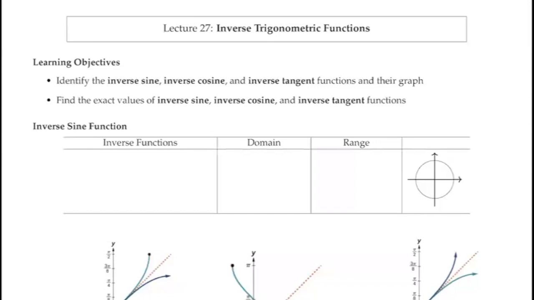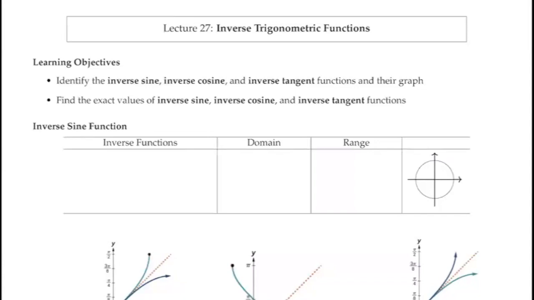Hello everyone, welcome to lecture 27, Inverse of Trigonometry Functions. So in this lecture, we're going to look at some properties and graphs of the inverse sine function, inverse cosine function, and inverse tangent function. Also, we're going to find the exact value of inverse sine, inverse cosine, and inverse tangent of some angles.